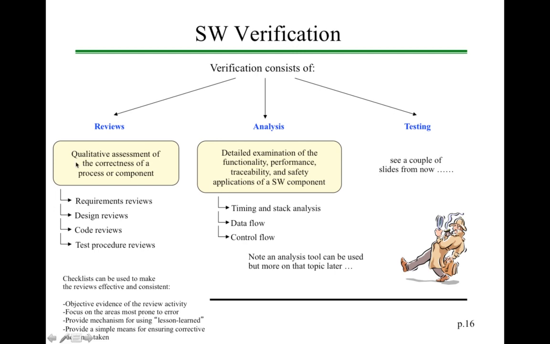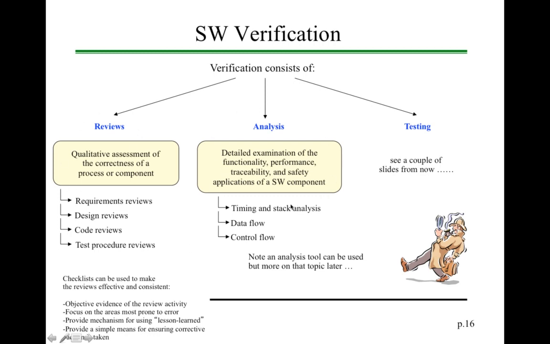And of course in those cases, for your reviews, you can make pretty effective use of checklists, where you say, okay, what is it that I need to look for in the requirements or in the design documents or in the code reviews? What are the items that I need to look out for? So if you use checklists, you can check out if you truly did that, and it can guide you in doing it efficiently. As I said here, objective evidence of the review activity. You focus on the areas most prone to error. You have a mechanism of lessons learned, and you can also have a simple means for assuring corrective action. So that's the reviews.